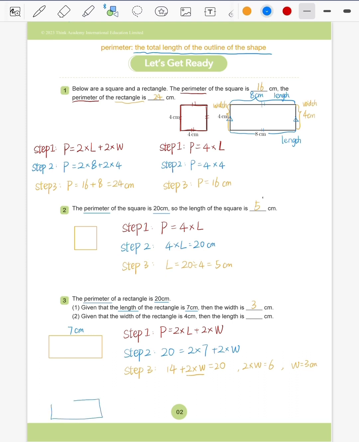Okay, just a second. Okay, it's a little ugly. Let's draw it again.